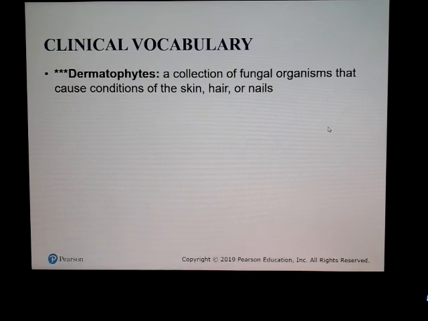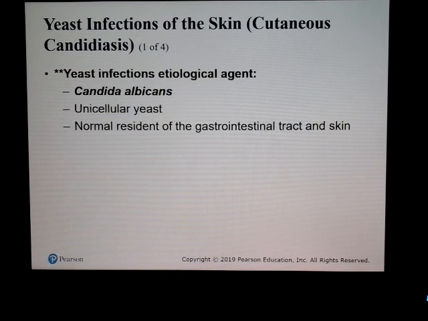So vocabulary word to know, guys, dermatophyte, I asked you to know this for the first exam. That is a collection of fungal organisms that cause conditions of the skin, hair, and nails. So it's a lot of different ones that can cause infections or disease in skin, hair, and nails. Please know for the most common types of yeast infections in humans, Candida albicans is the cause. This is the one that will cause vaginal infections in females quite often.